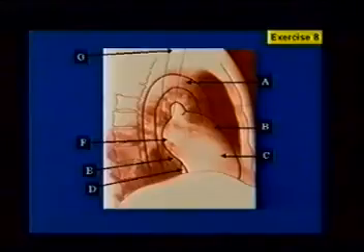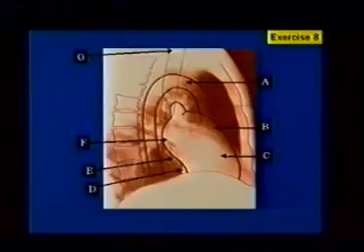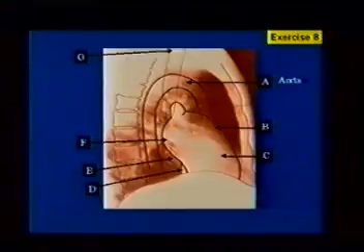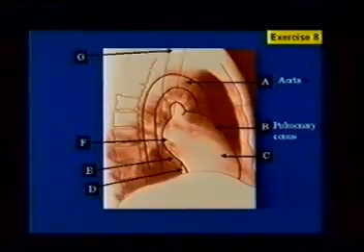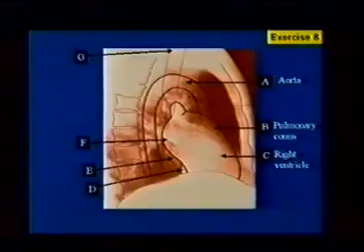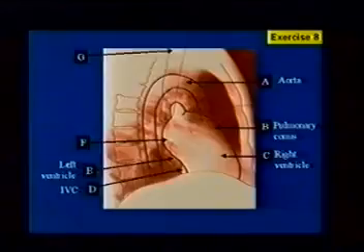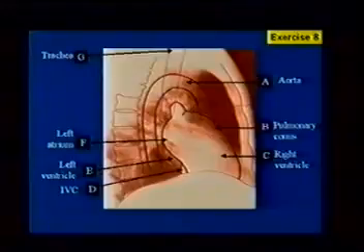Exercise 8 is a lateral view of the chest radiograph. A is the aorta, B, pulmonary conus, C, right ventricle, D, inferior vena cava, E, left ventricle, F, left atrium, and G, trachea.